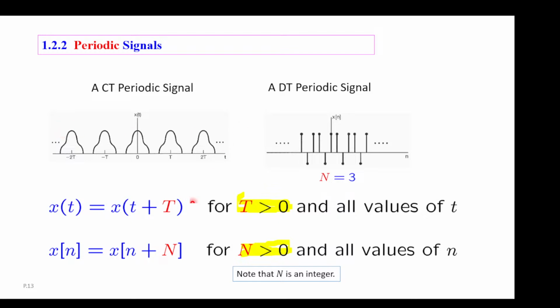Similarly, you have the periodic signal for discrete time. You just change t to small n, and instead of big T, you have big N here. You also want big N greater than 0. So you shift left by this big N, and the signal should look all the same.